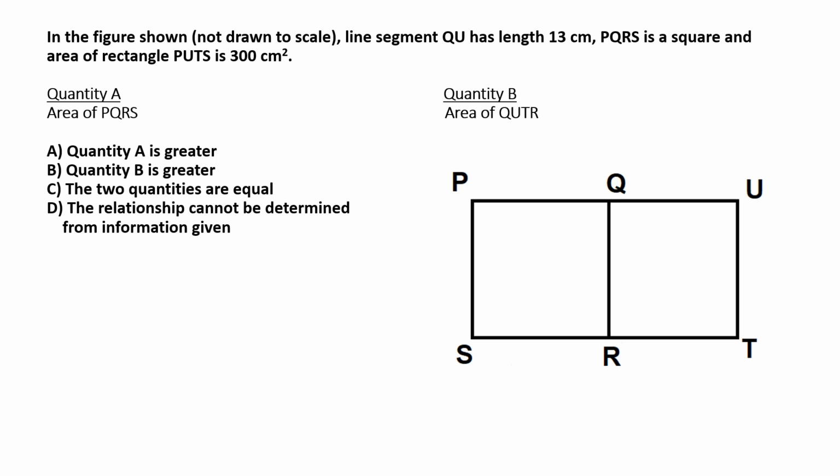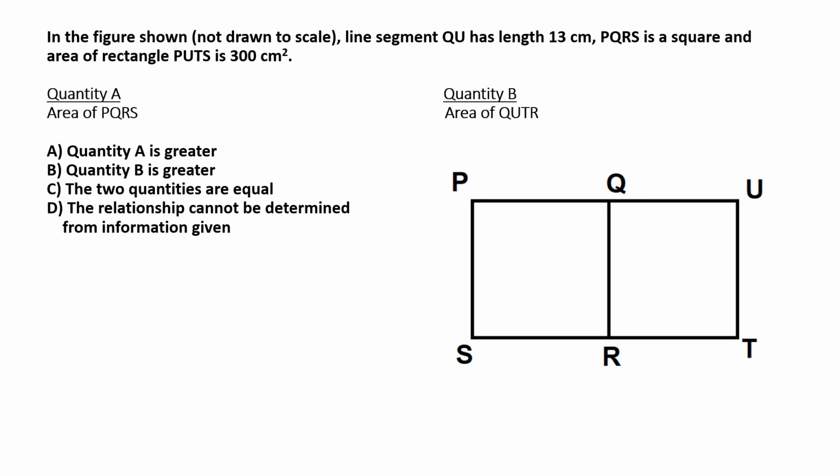In the figure shown, and the figure is not drawn to scale, line segment QU has length 13 centimeters, PQRS is a square, and the area of rectangle PUTS is 300 centimeters squared. This is a quantitative comparison question where the area of PQRS is quantity A and the area of QUTR is quantity B.